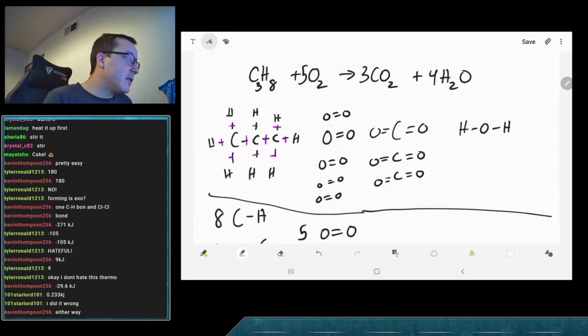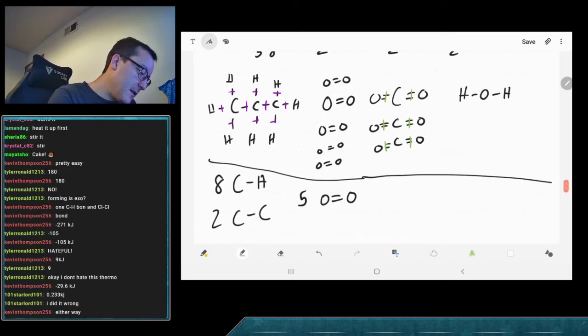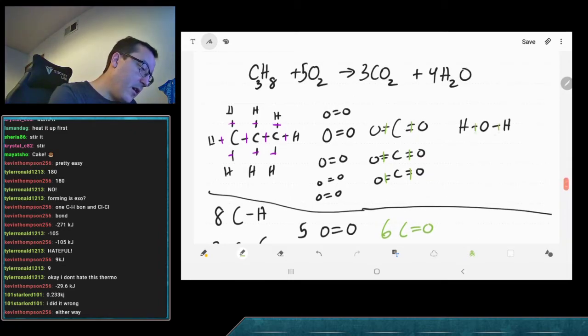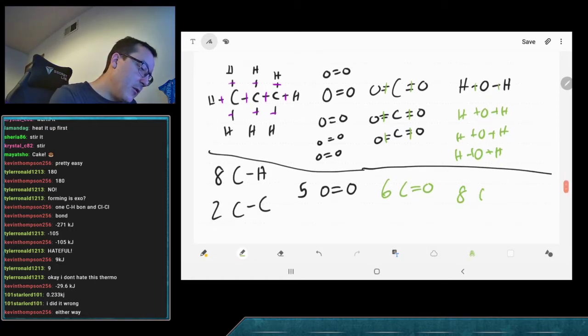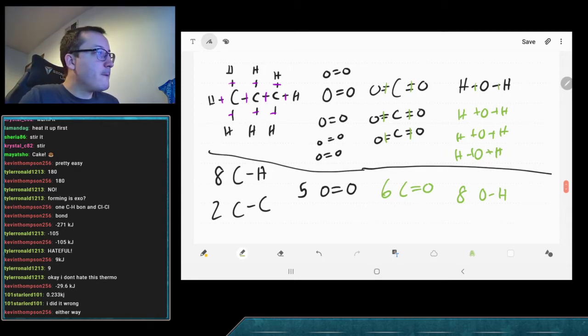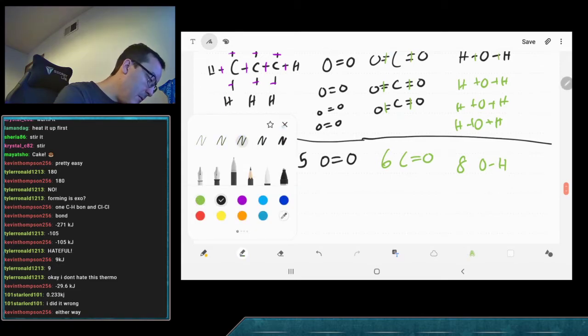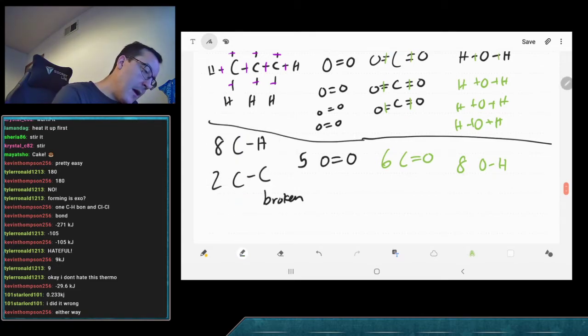If we look at this, we are forming 1, 2, 3, 4, 5, 6 C double bond O bonds. And we are forming, sorry, let me draw all the waters out just to make it super clear. We're going to have 8 OH bonds. So this stuff here is broken, and this stuff here is formed.